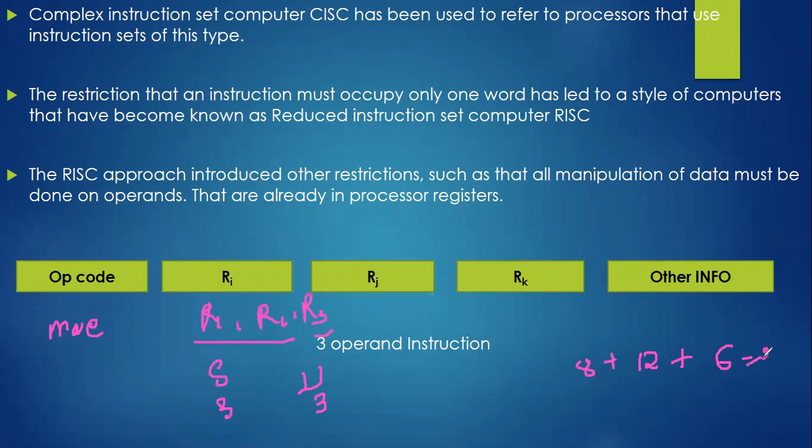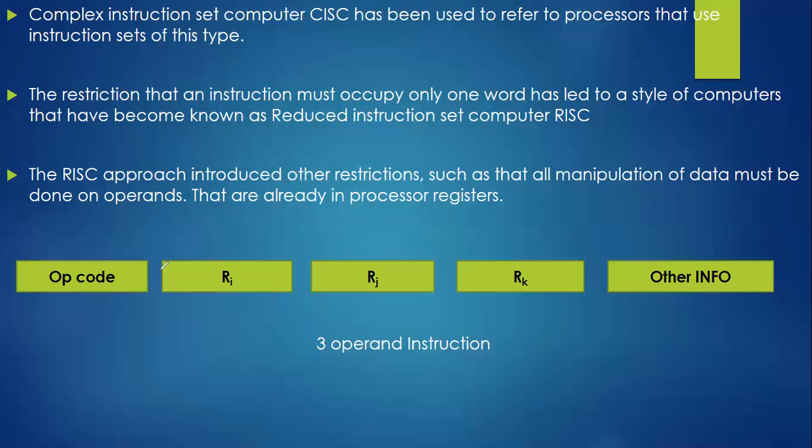So 26 we have. What is the rest of the value? Subtracting from 32, we get 6 exactly, 4 plus 2. So 6 bits will be available in the other information section. This means that using the 32 bits itself, we can accommodate 3 different operands, if you are dependent on registers.